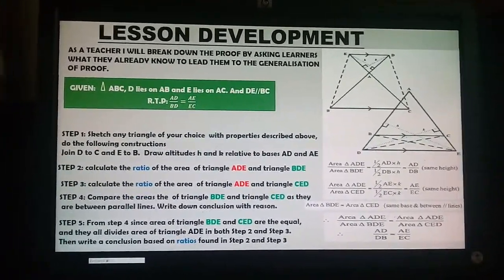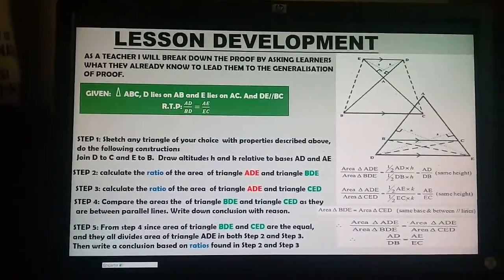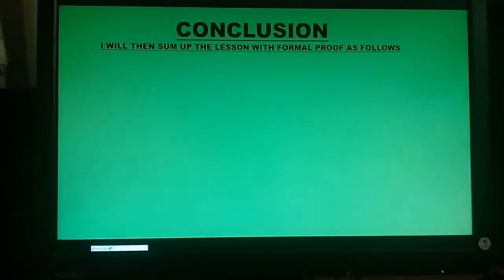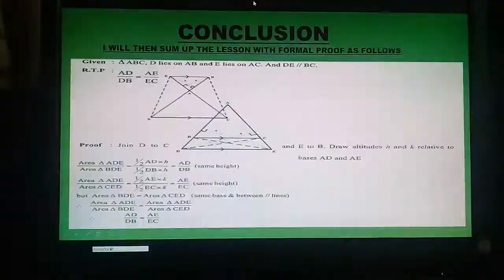This is what my development was all about. Now let us move on to my conclusion during this lesson. In my conclusion, I will sum up the lesson with a formal proof as follows. This is my formal proof.